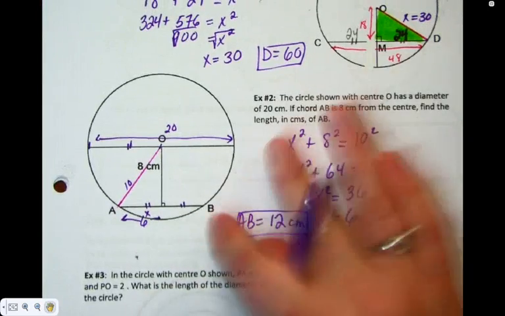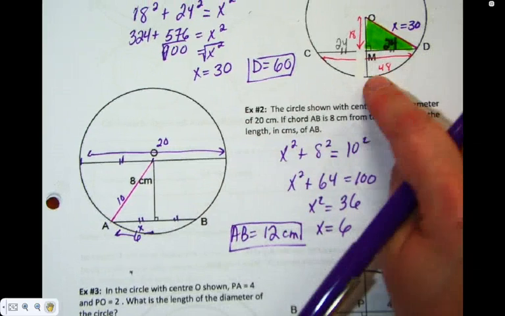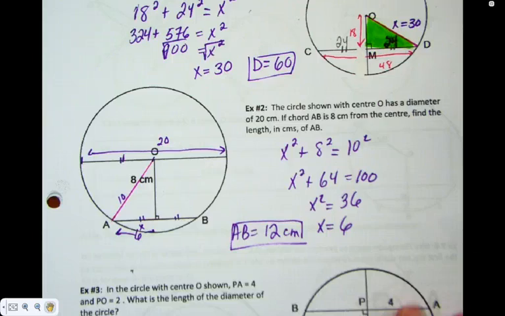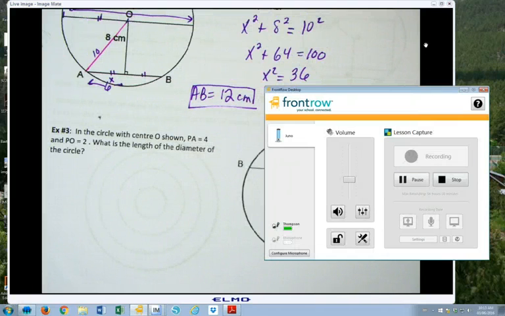It's the exact same question as above, except this time we didn't have the chord, but we had the radius. Here we had the chord, but didn't have the radius. We just worked backwards. Turn and talk. Find a friend. Work on 3 together. We'll talk in a couple minutes.